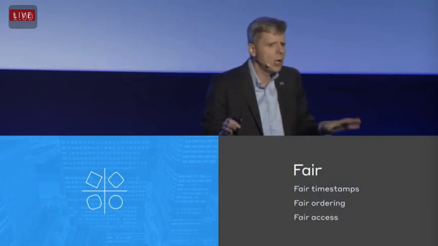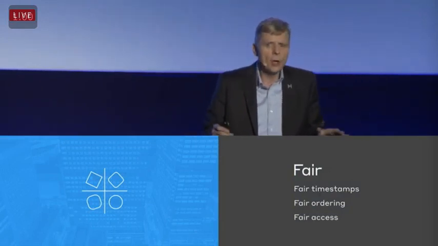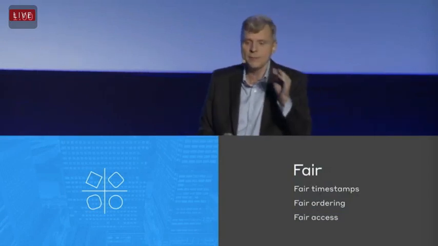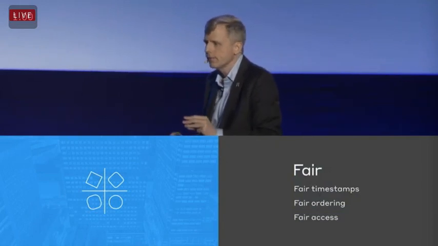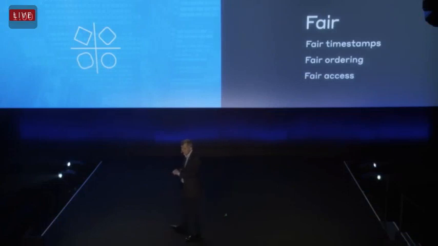We have fairness. So let's be very clear on what we mean by fairness. First of all, it's not just fairness, it's fairness of ordering, fairness of timestamps, fairness of access. This is what we're talking about, 3 specific kinds of fairness. And what do we mean by that? So here's the idea. You do a transaction, it goes out to everybody, and we really want to know what the timestamp is on it. Maybe we're going to put them in order, and we really want to know what order they're in because we're doing an auction, and it matters what order you're in.